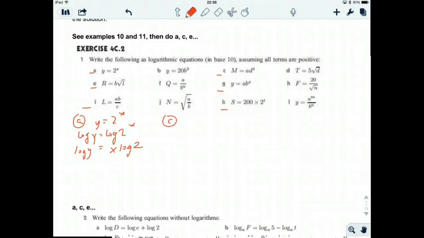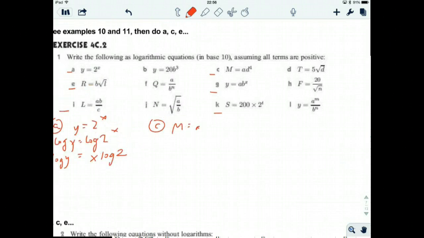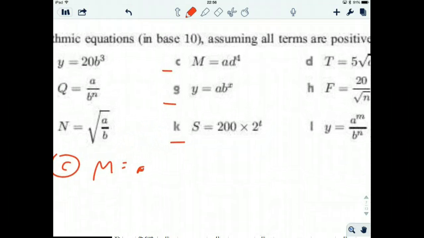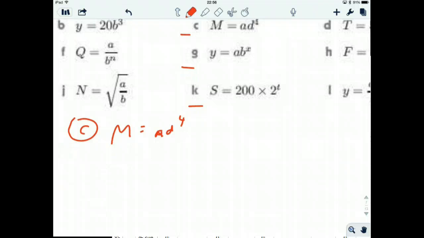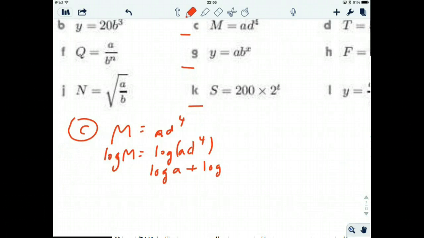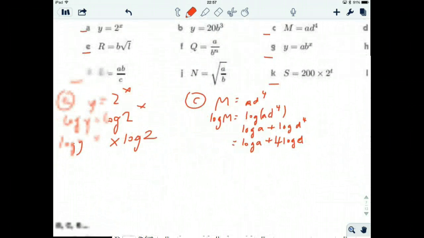C. M equals a d to the fourth. So the log of m is equal to the log of a d to the fourth. We could put this as the log of two terms multiplied, or the sum of two logs. And then we could put the 4 out front. Alright, now go on to E.